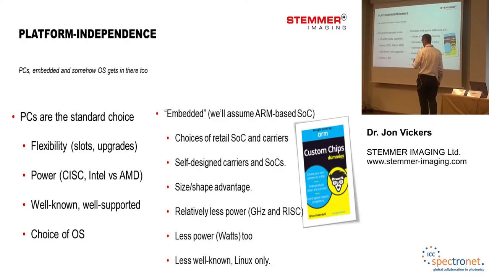And we'll assume we mean ARM processors. You still have a big choice of system-on-chip retailers, just retail-available SoCs. So even if you say, I've already decided what I'd like is a Jetson TX2, you still have a choice of carrier boards. And this will give you a number of USB 3 ports, a number of GigE ports, maybe more things as well. And beyond that, the self-designed carrier boards and the self-designed chips.